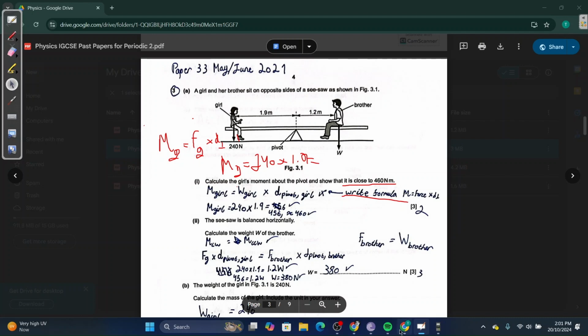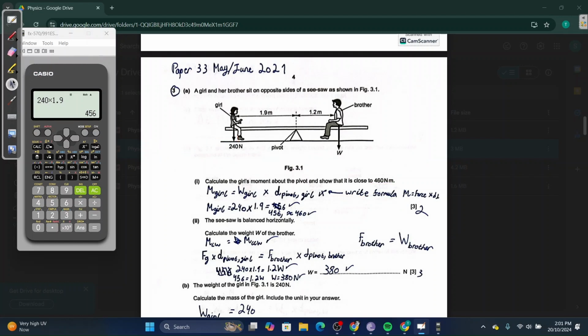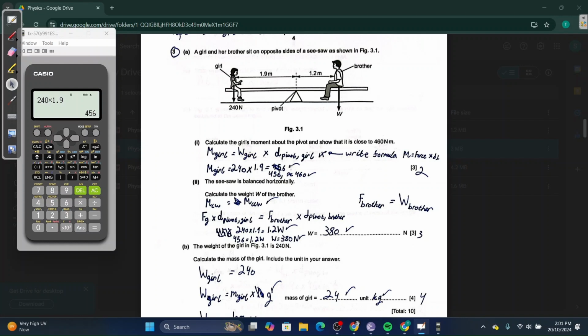So we open the calculator, and 240 times 1.9 equals 456. 456 newton meters, which we can say, or you can say it like this: 460 newton meter. Or you can write down the answer is 456, which is close to 460 newton meter. It's fine. Or you can write down 456 and I think they'll accept it, so I'm not sure.